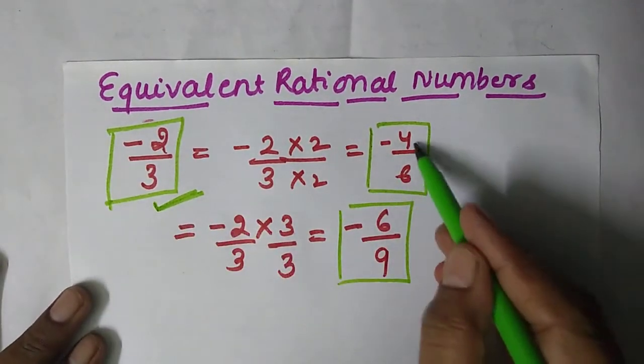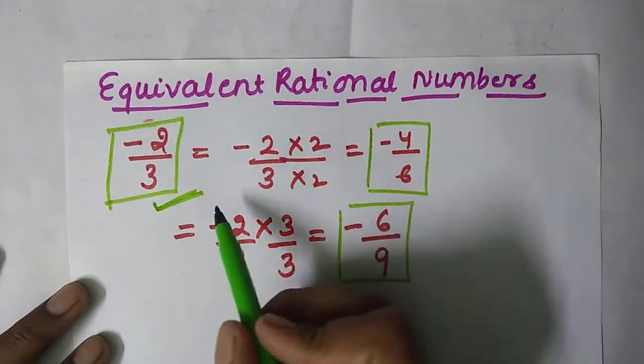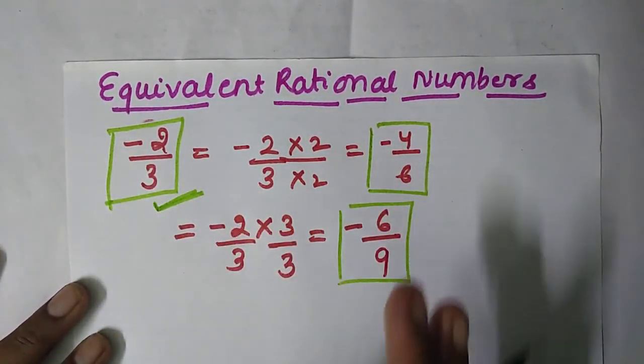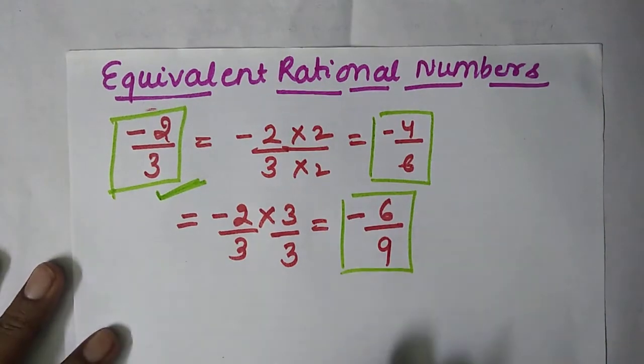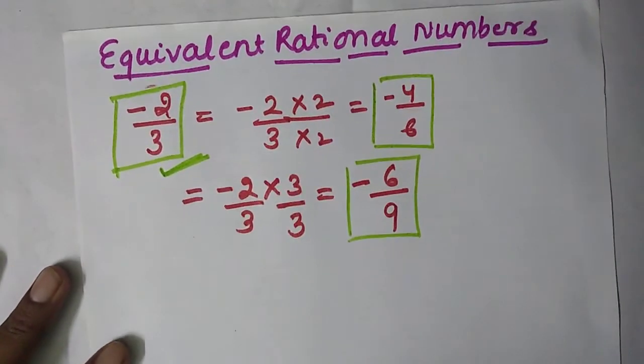Okay, these are the equivalent rational numbers. They are the rational numbers with different numerators and denominators. So these are the equivalent rational numbers. Now how will you get equivalent rational numbers?